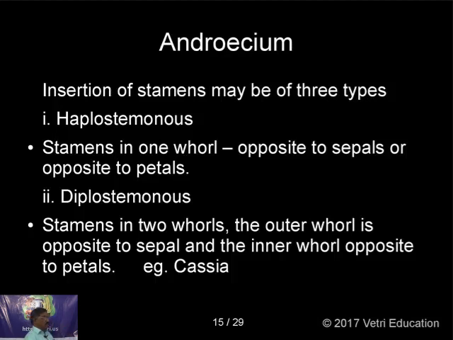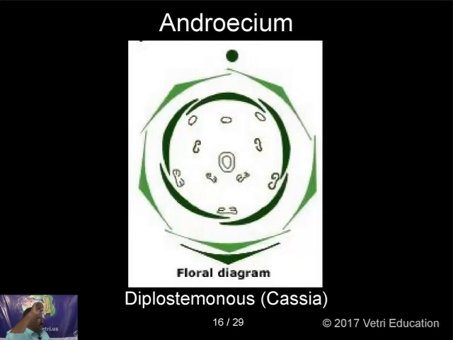Here the stamens are in 2 whorls. The outer whorl is opposite to the sepal and the inner whorl opposite to the petal. Example, cassia. You can see the diagram, that is called a diplostemonous condition. Look here, the floral diagram of cassia is given, diplostemonous. The stamens are in 2 whorls. The outer whorl is opposite to the petal and the inner whorl is opposite to the sepal. This is called a diplostemonous condition.